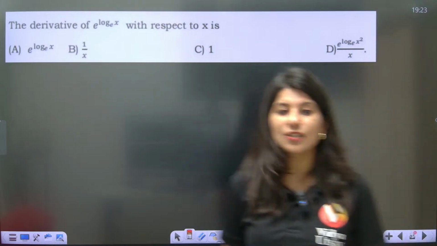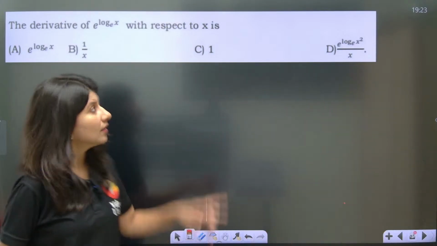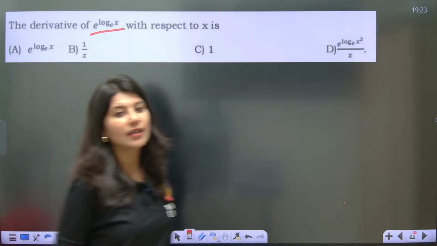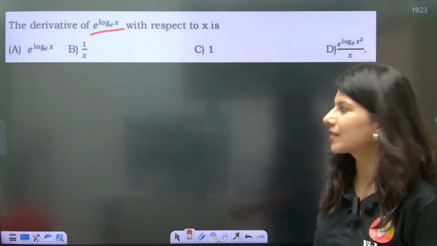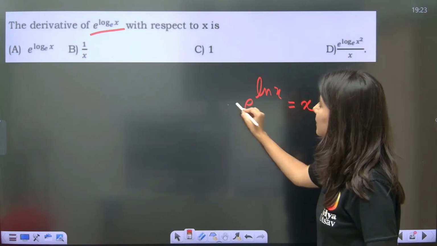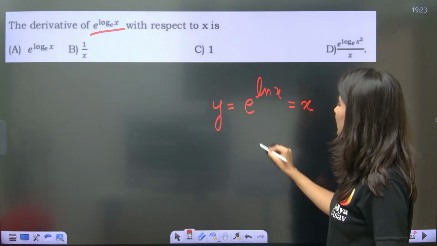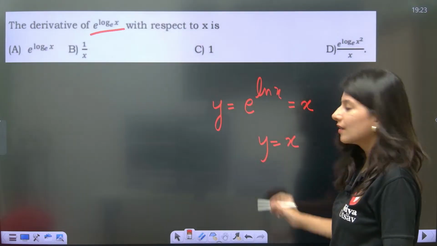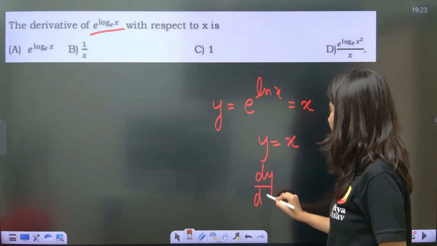Derivative of e raised to power ln x, with respect to x. You know that e raised to power ln x is nothing but x. So now differentiating y equals x, so dy by dx is 1.